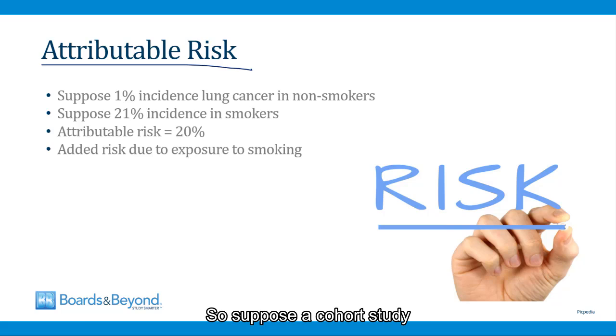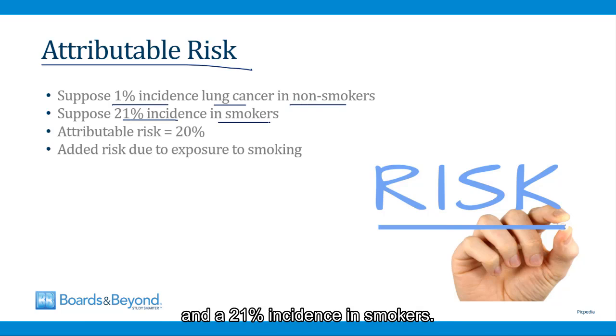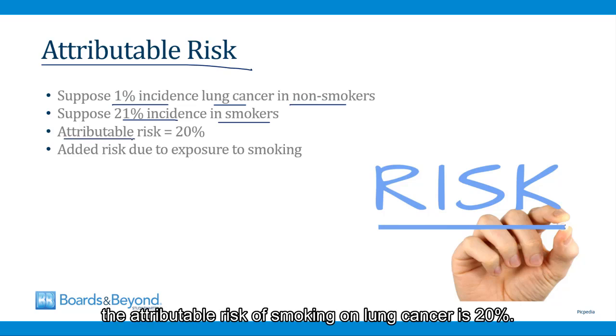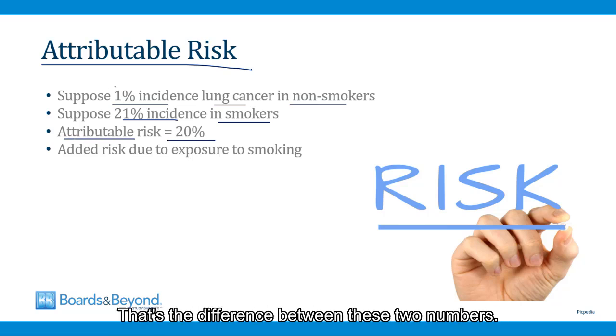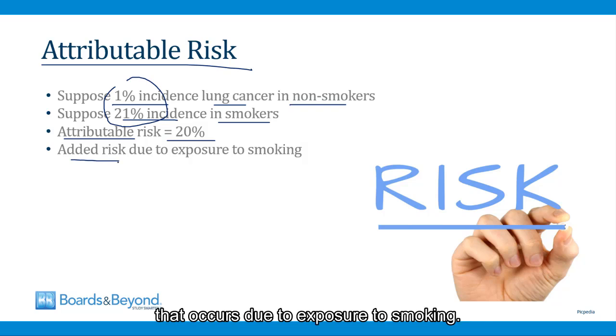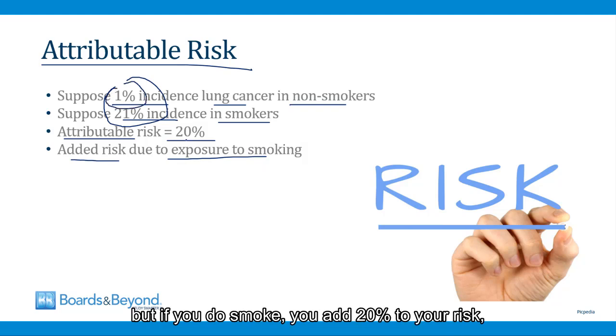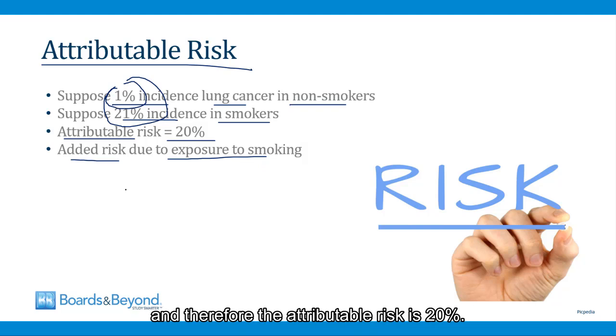So suppose a cohort study found a 1% incidence of lung cancer among non-smokers and a 21% incidence in smokers. Well, based on these numbers, the attributable risk of smoking on lung cancer is 20%. That's the difference between these two numbers. 20% represents the added risk of lung cancer that occurs due to exposure to smoking. So even if you didn't smoke, you'd have a 1% chance. But if you do smoke, you add 20% to your risk, and therefore the attributable risk is 20%.